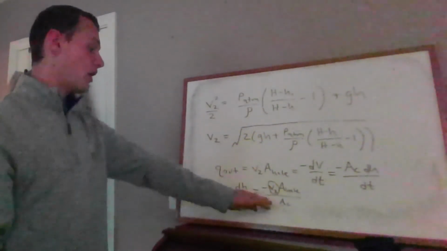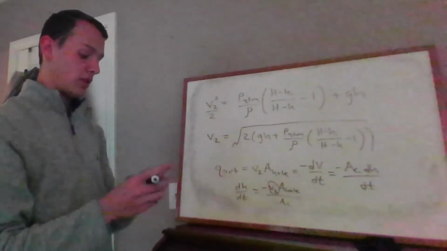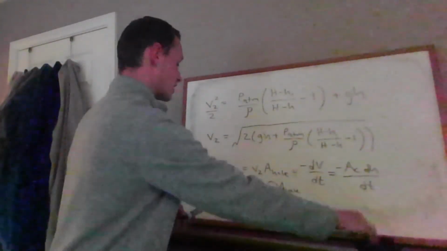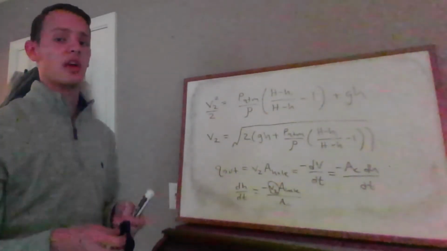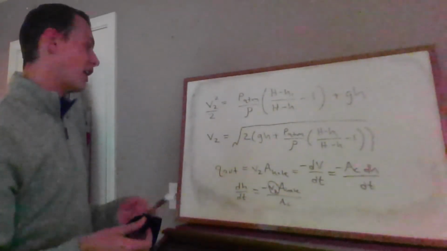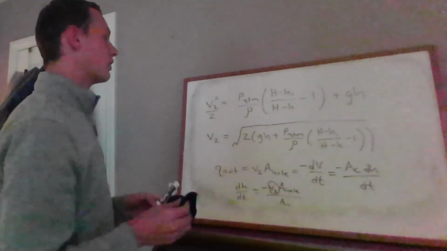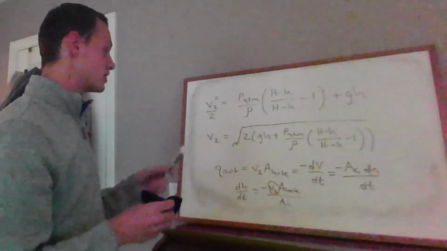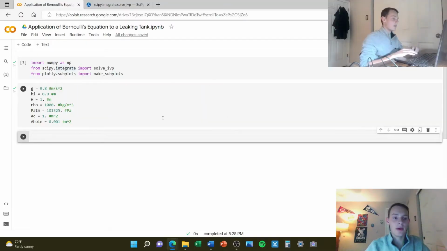So obviously this expression for V sub 2 you would plug into there. But overall, this is the differential equation that we're going to be solving with scipy.integrate.solve_ivp, which is a very good method for solving systems of ordinary differential equations. And for us, we don't have a system, we just have one. So that will be extremely cool. That's the next part of this video, and we're going to be plotting the change in the fluid height over time. Now let's solve this problem in Python.